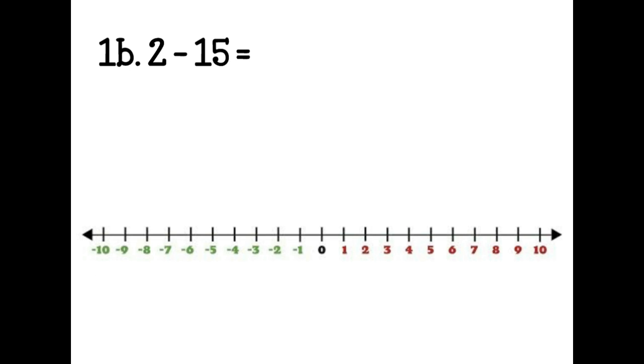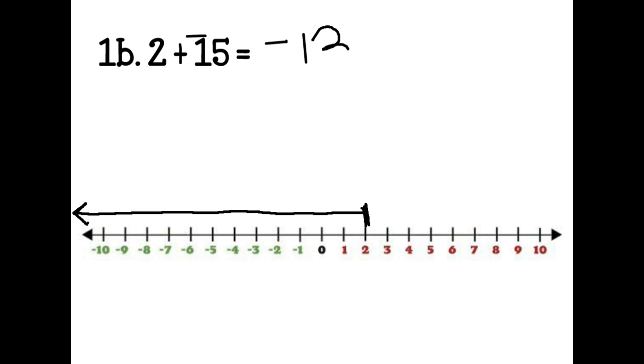Here we're going to use a graph to help us. So the first thing we're going to do is add the opposite. So we have 2 plus negative 15. So we start at positive 2, and then we add a negative 15. So we're going to go left 15: 1, 2, 3, 4, 5, 6, 7, 8, 9, 10, 11, 12, 13, 14, 15. And we go until we get to negative 13 as our answer. This number line being negative 10 to 10 was not long enough.